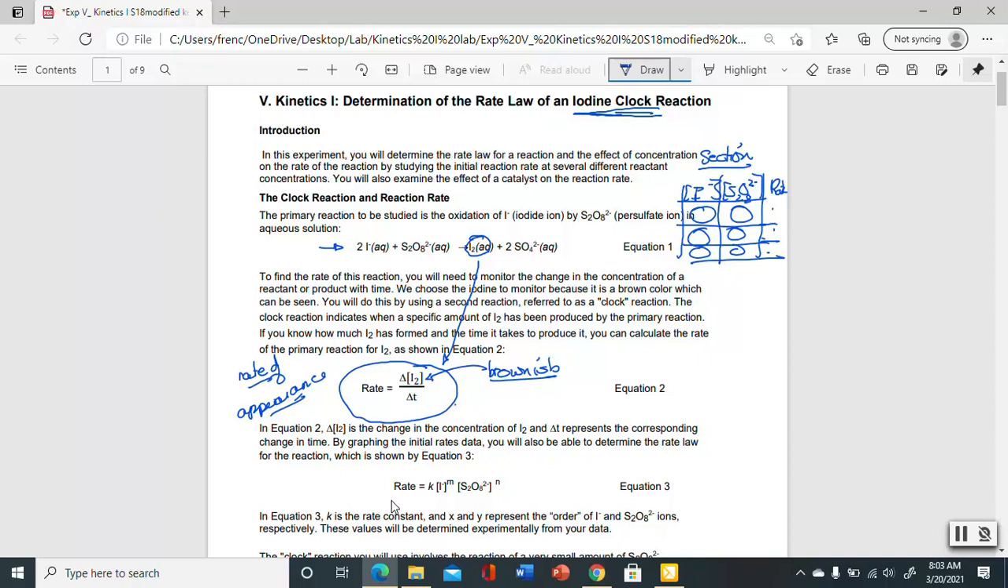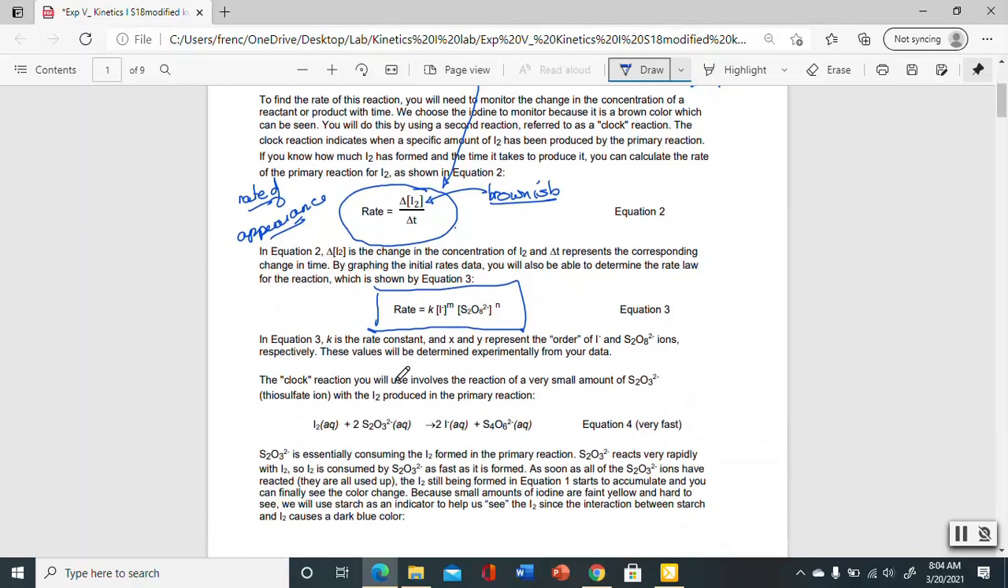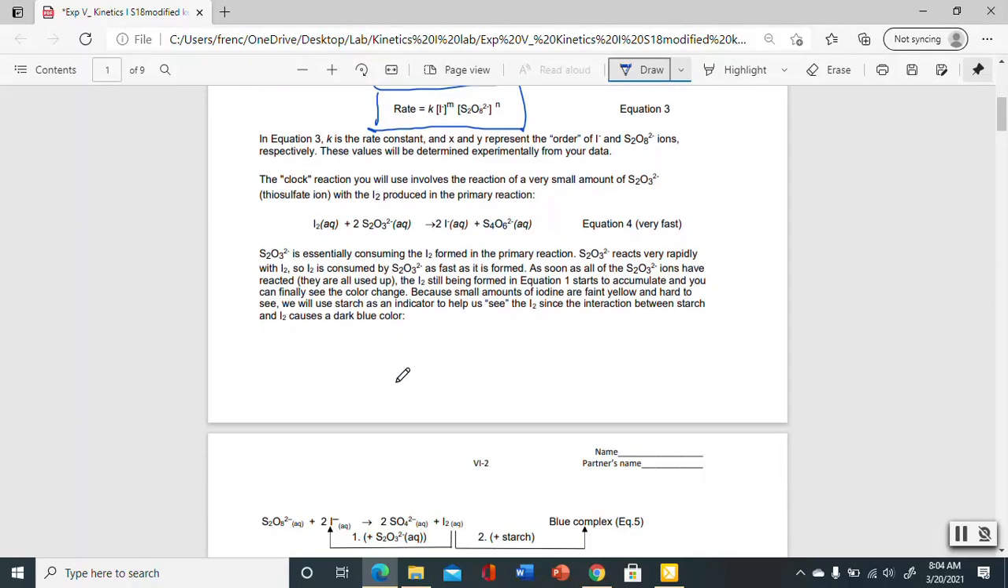Because once we have done this, once we know those rates, we can do the comparison like we did in class to find the rate law. Now we know rate is equal to k, which is our rate constant, times the iodide to the m and persulfate to the n. And it's the m and the n that we're going to be figuring out.